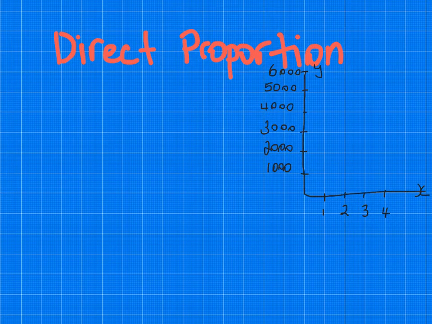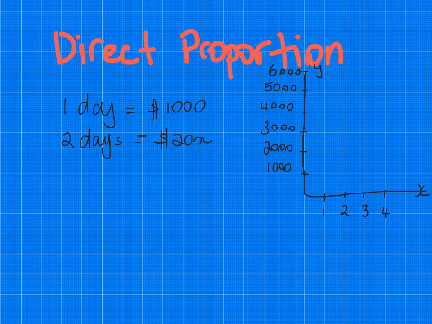Okay, so for instance, let's say for every 1 day you work, you earn $1,000. So if I was to work 2 days, in direct proportion, I would earn $2,000. So let's do a problem here. If I was to work 3.5 days, how much money would I earn? And this is how we work it out.